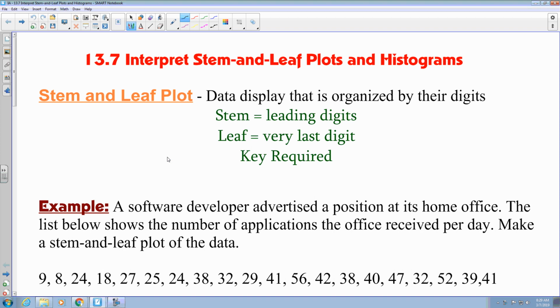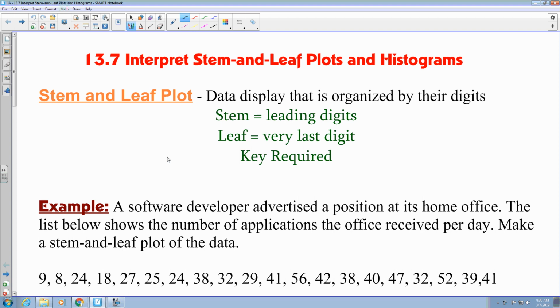All right, we are looking at 13.7, where we're going to interpret stem and leaf plots and histograms. So first thing we're going to do is look at stem and leaf plots, and then we'll look at histograms. So looking at a stem and leaf plot, it says data displays that are organized by their digits.